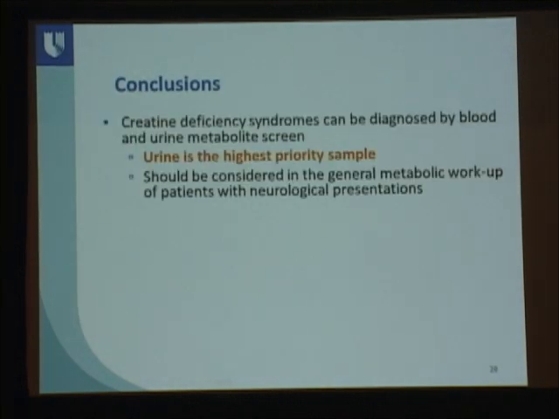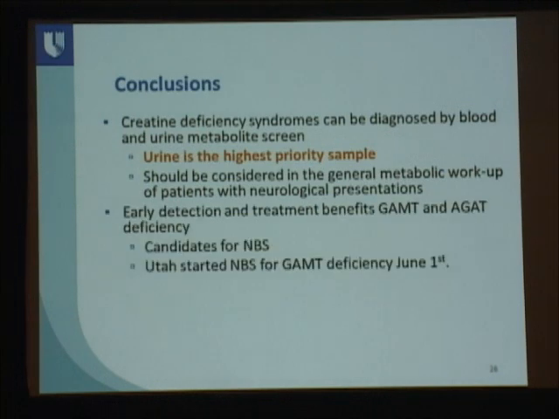So just to summarize, it's very easy to diagnose these disorders if you send a creatine in plasma to the lab. If you can only send one sample, send urine. You're going to capture all 3, or hopefully get suggestions of all 3. If you have a patient with a neurologic phenotype, send this test. Don't just rely on the standard metabolic screens. Early detection is very important for the first 2 disorders, GAMT and AGAT. Why? Because they can be treated pre-symptomatically. That has a really good outcome in these patients.